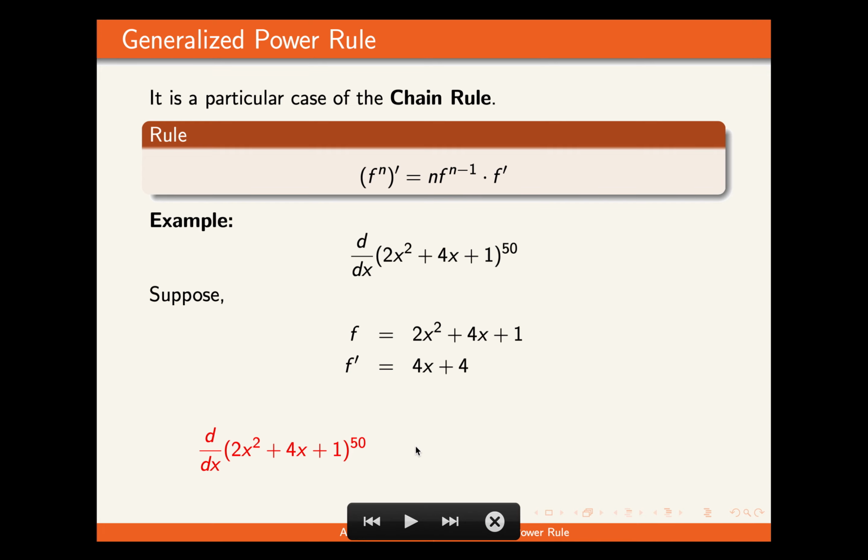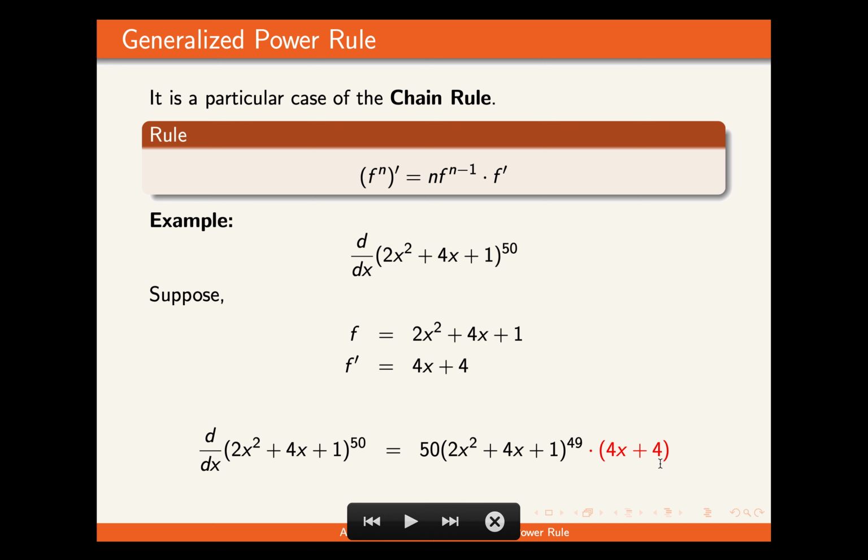Alright, so what do we need to do? We need to first write down what is n. So n is 50, write that down. We need to write down f to the power n minus 1, and f is 2x squared plus 4x plus 1 raised to the power n minus 1. n is 50, so 50 minus 1 will be 49, right? So now times, we need to write down f prime, and we know what is f prime. We have computed that over here, so just write that down.